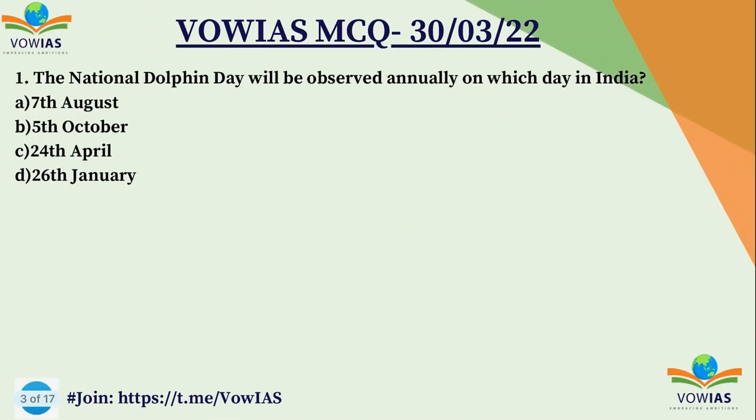Now let's look at the first question. So recently this was in news, the National Dolphin Day. So the National Dolphin Day will be observed annually on which day in India? A. 7th of August, B. 5th of October, C. 24th of April, and D. 26th of January. So the correct answer is B.